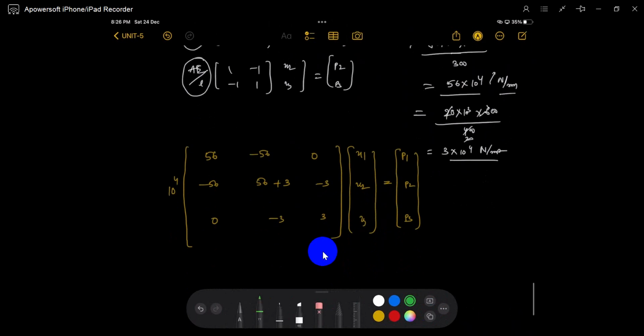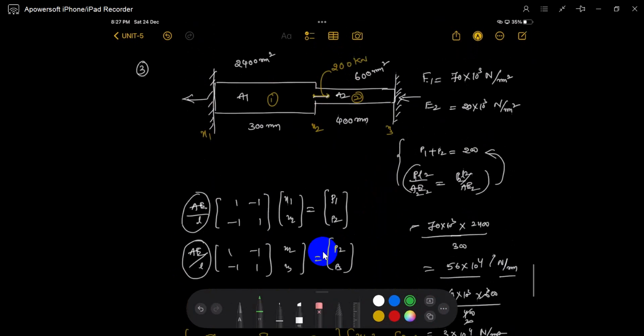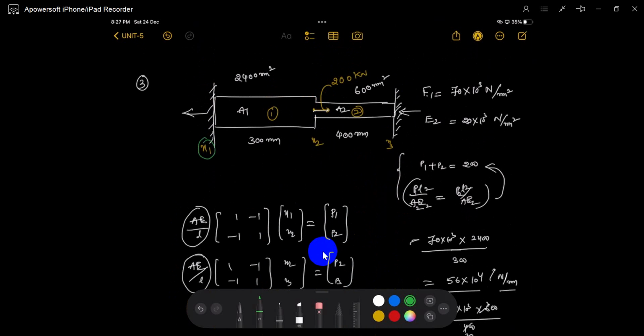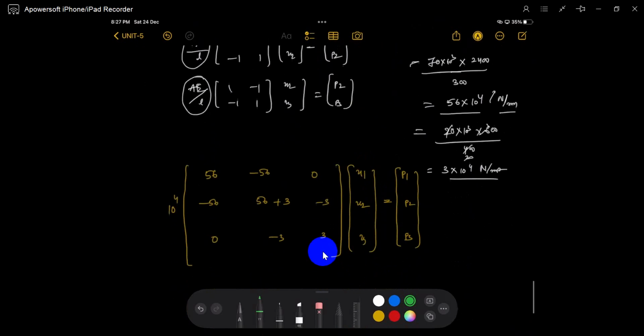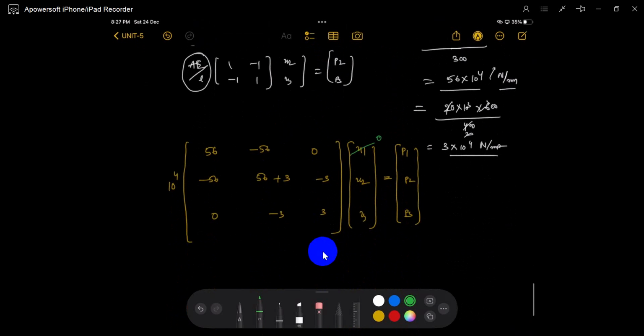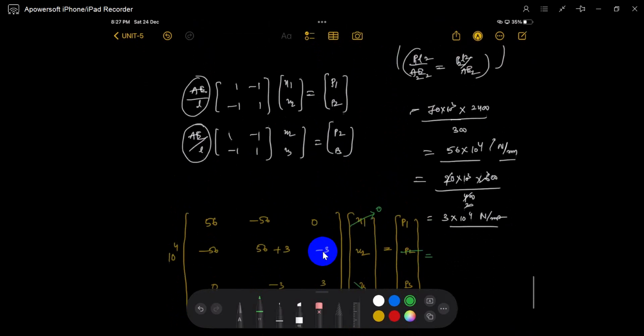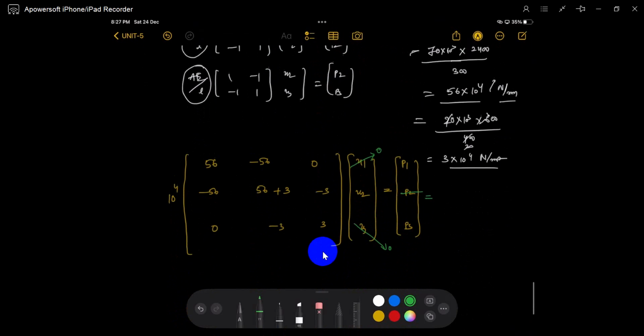Same thing. Now comes to the boundary conditions. What are the boundary conditions? You can see u1 is 0 and u3 also 0. Understood? So those are the fixed. u1 is 0, u3 is 0, and p2, what is that value? 200 kilonewtons.